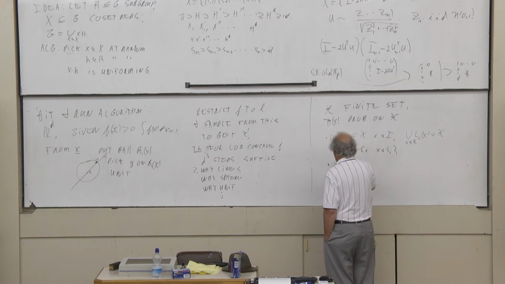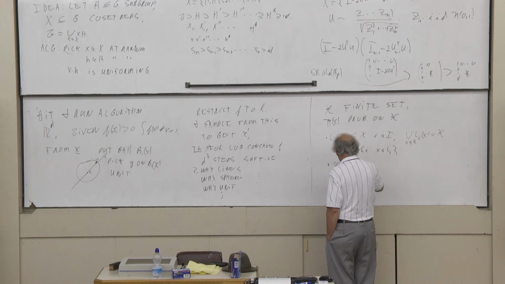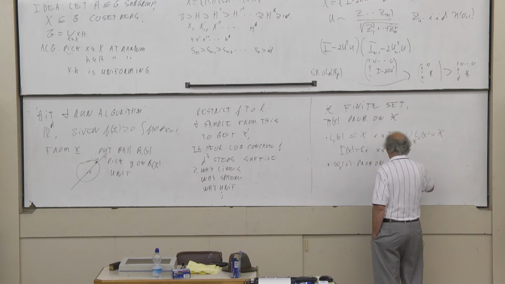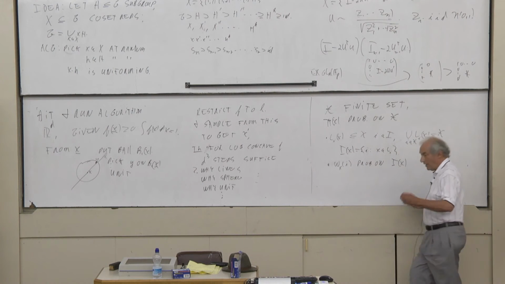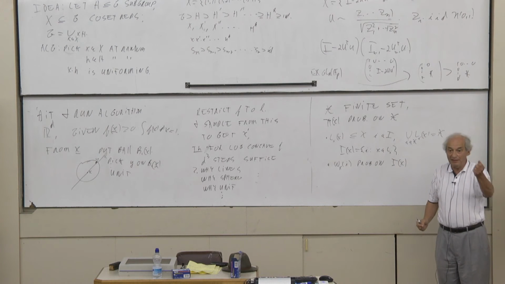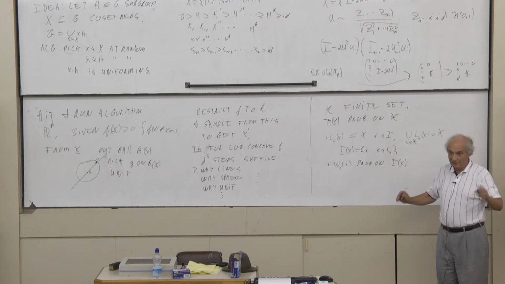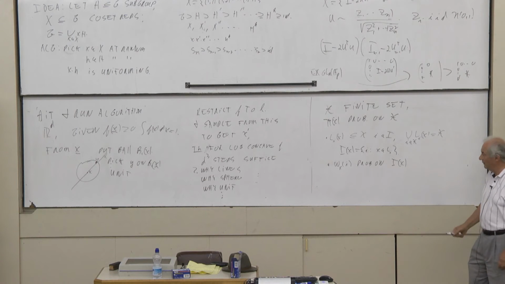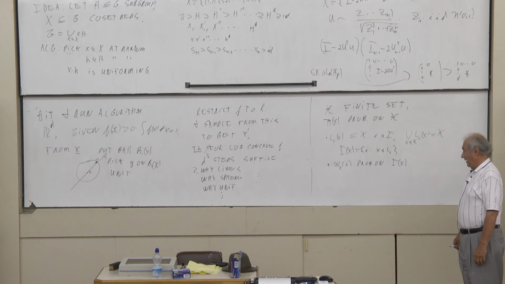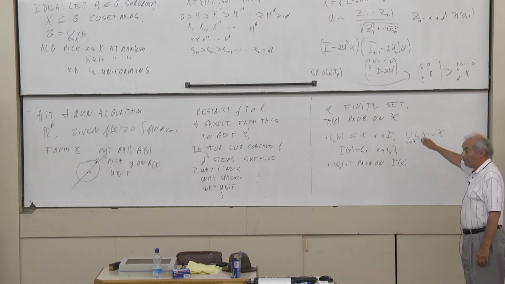Second ingredient, I need omega sub x of i, a probability on I of x. So I'm at x. I look at all of the lines through me, and I have some way of picking them. Not uniform, not anything, just some measure. Say positive. And so that's pretty general.